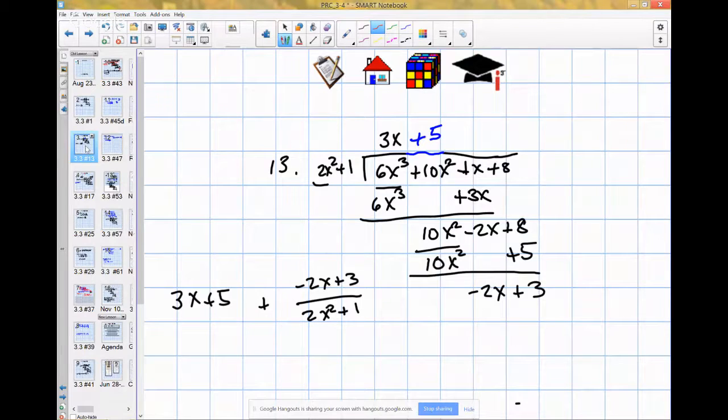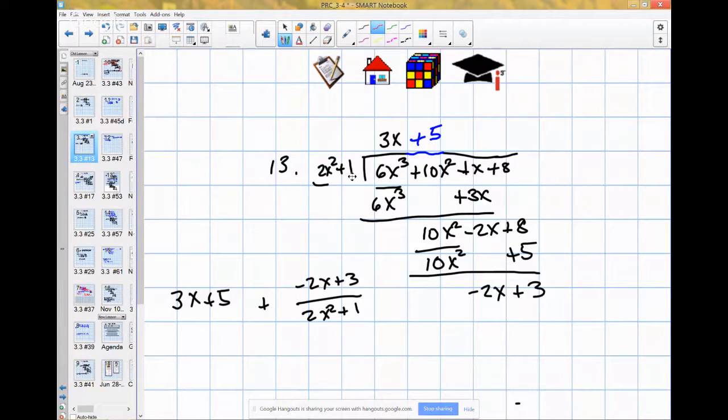Okay, so we've got 2x squared plus 1 divided into 6x cubed plus 10x squared plus x plus 8. So I've got it set up. I don't have it set up to do it over, but let's just talk it through.